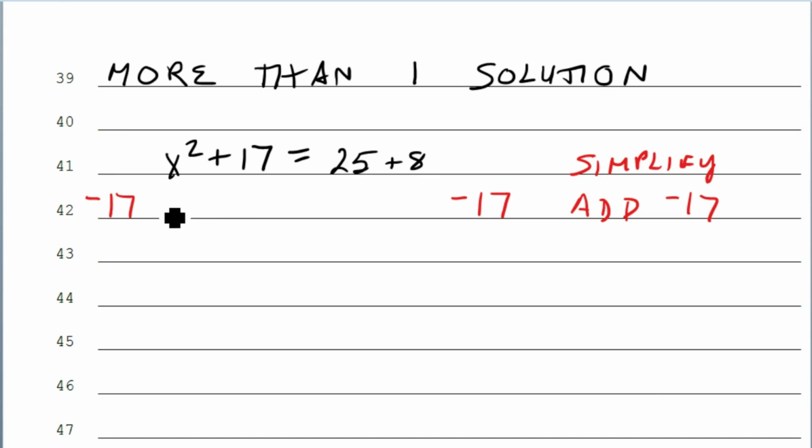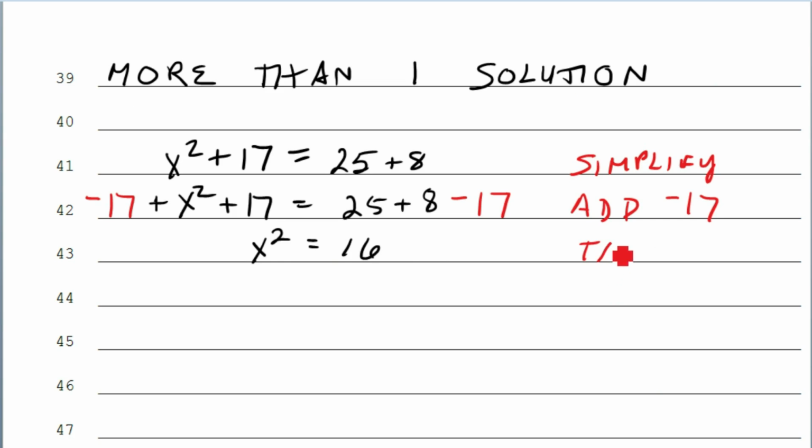And simplify. Everything else stays the same. x squared plus 17 equals 25 plus 8. So we have x squared left over on the left side. And 25 plus 8 is 33, minus 17 is 16 on the right side. Now take the square root of both sides. And that leaves you with x equals plus or minus 4.